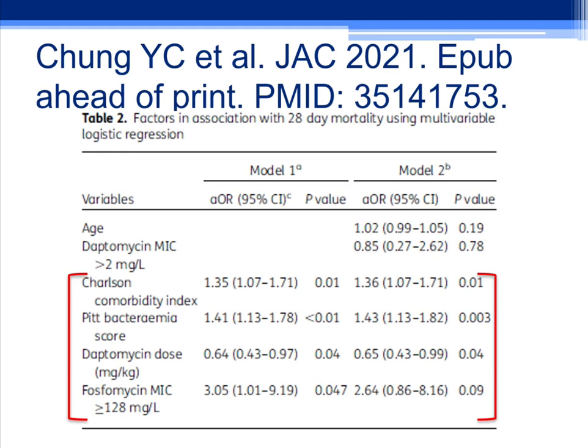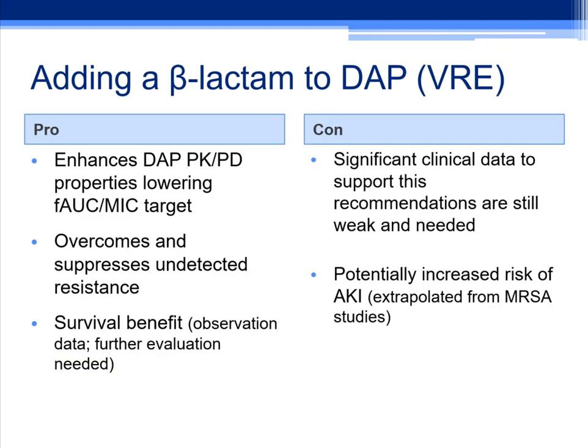Things that negatively affected mortality were your Pitt bacteremia score, your fosfomycin MIC, and your Charlson comorbidity index. So obviously, the more severe the patient's bacteremia, and then having resistance to fosfomycin in this case, led to worse clinical outcomes overall. So for pros, you get the enhancement of the dapto PK/PD, lowering your targets needed. You're able to overcome and suppress some of those undetected resistance. There is a survival benefit, but it's all observational data now.